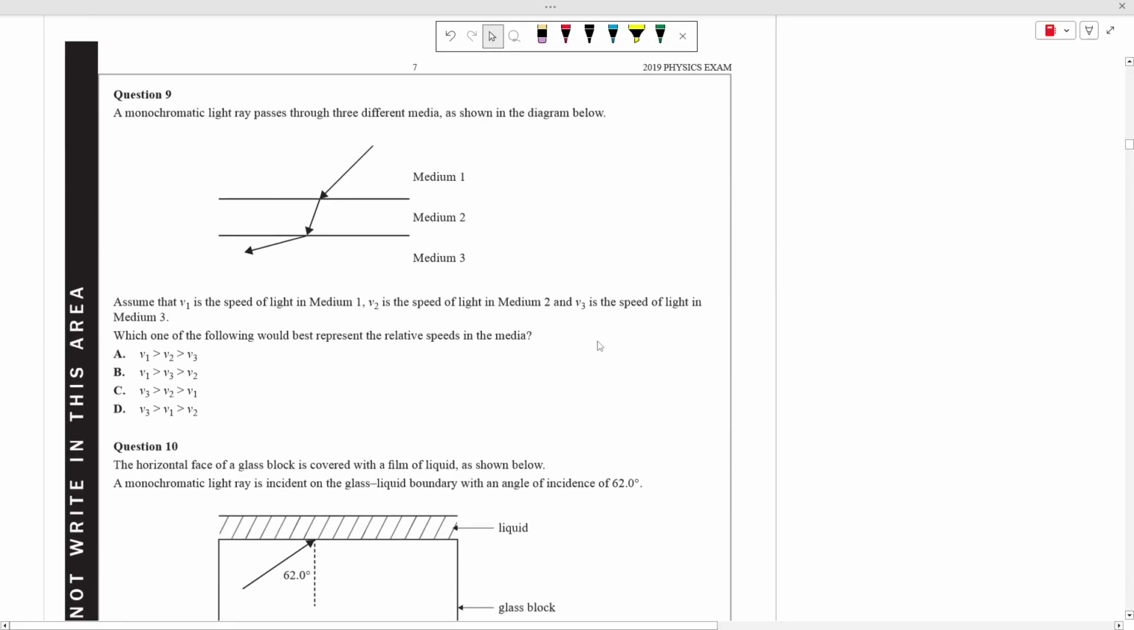Alright, question 9. A monochromatic light ray passes through 3 different media as shown in the diagram below. Cool. Assume that V1 is the speed of light in medium 1, V2 is the speed of light in medium 2, and V3 the speed of light in medium 3. Which of the following would best represent the relative speeds in the media? Okay, so you can see there's some refraction happening here. Now, what we normally say is that if your light bends towards the normal, you're going from a lower refractive index to a higher one.